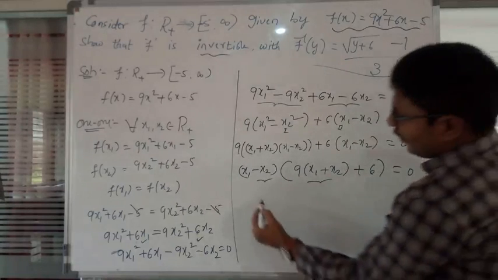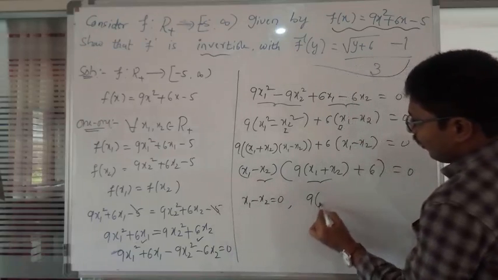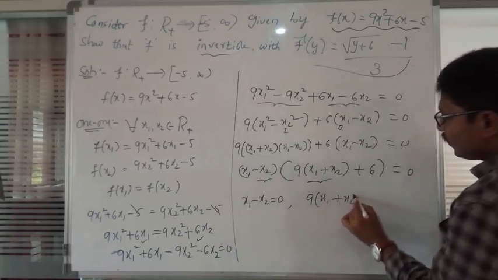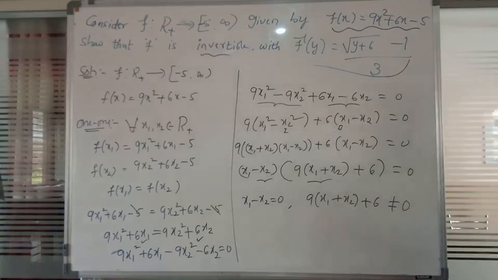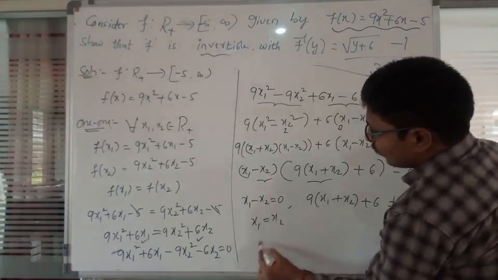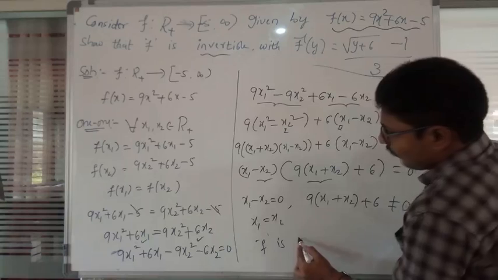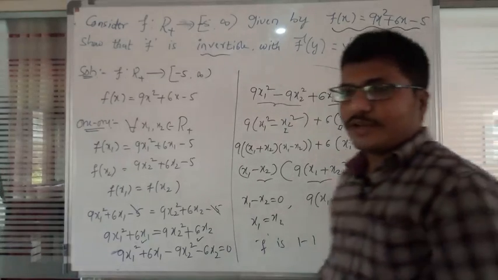individually. x1 minus x2 is equal to 0, and 9 of x1 plus x2 plus 6 does not equal 0. This equation does not make it equal to 0. Just concentrate on this one only: x1 is equal to x2. That's why f is one-one. Okay, x1 is equal to x2 means f is one-one. We got 2 marks.